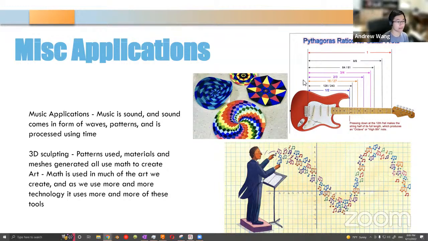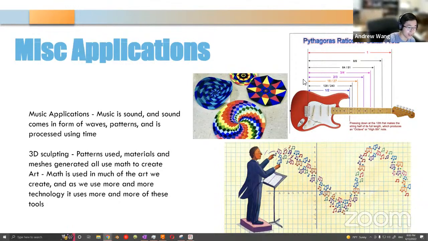You also get things that are not music related, like in 3D sculpting, the patterns you use, materials and meshes generate in all of these different things to create the end product. What you'll see a lot recently is these very weird generated artworks by AI or by different programs, and it creates this very surreal kind of artwork piece. All these different things will use math in some form.